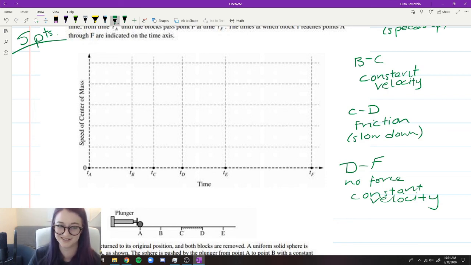So how do we draw this? Well, let's think back to what we reviewed about motion graphs.